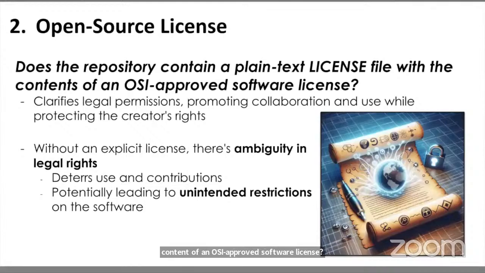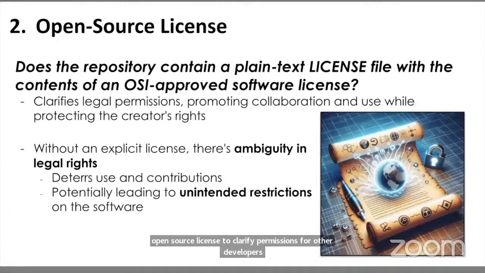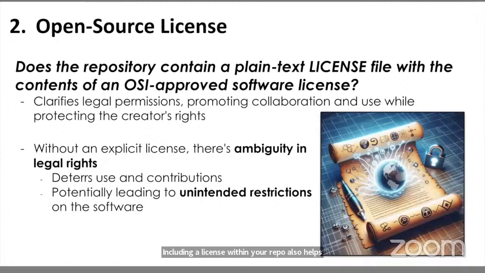Building off the first practice, simply hosting your source code on a repo isn't really enough. Open source pipelines should also include an explicit open source license to clarify permissions for other developers. Including a license within your repo also helps to protect your rights as the original author. Because without an explicit license, users are forced to guess or assume the ways in which they can use your pipeline and maybe modify it for improved functionality.